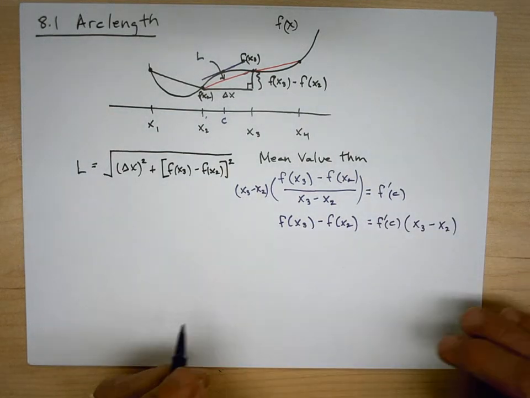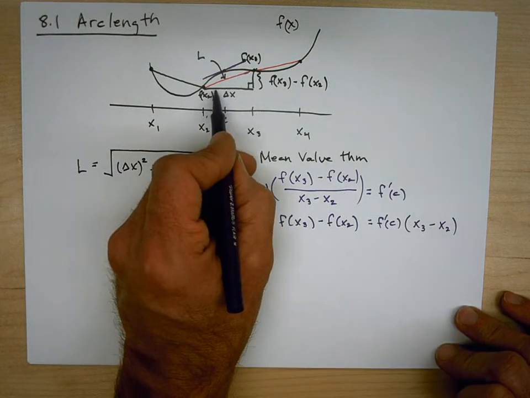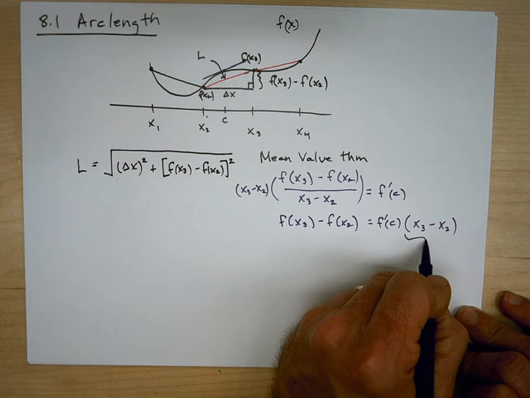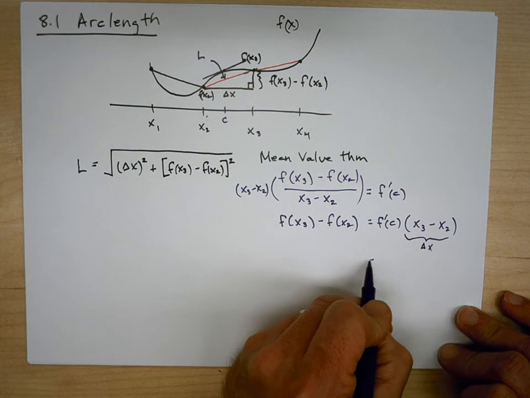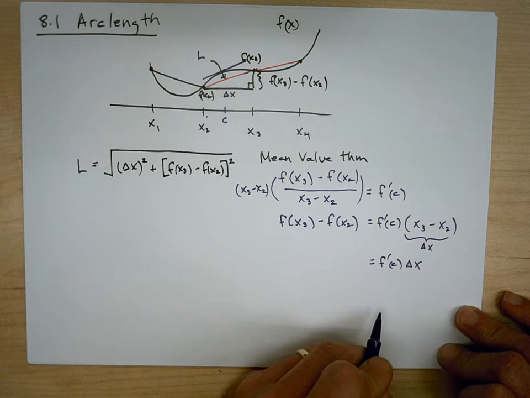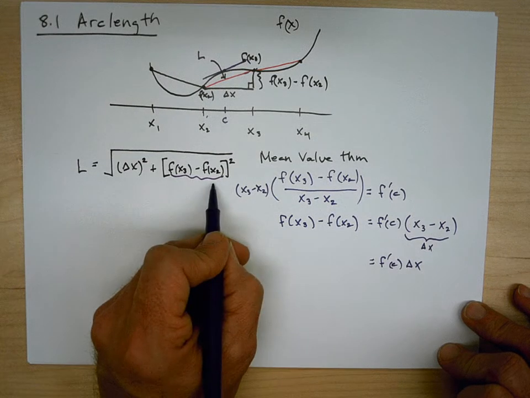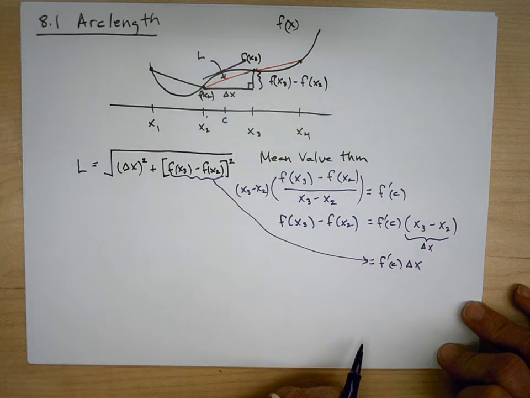All right, but remember, what is this? Well, we said that difference right there is delta x. All right, so it's actually f prime of c delta x. So what we'd like to do is take this right here and replace it with that.